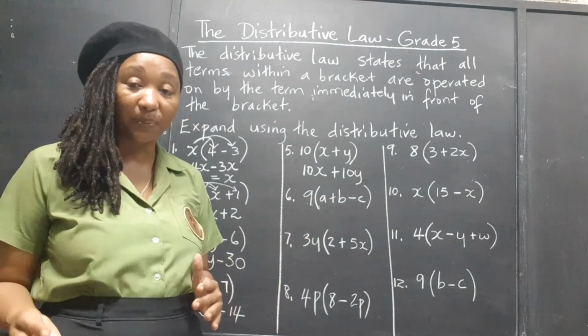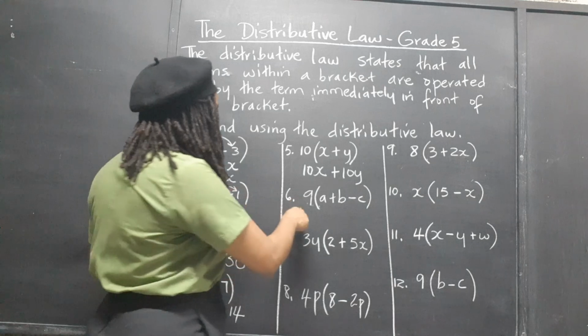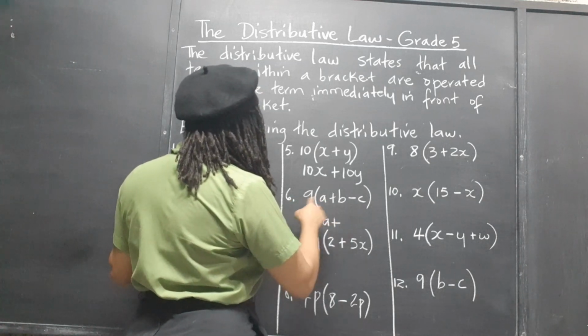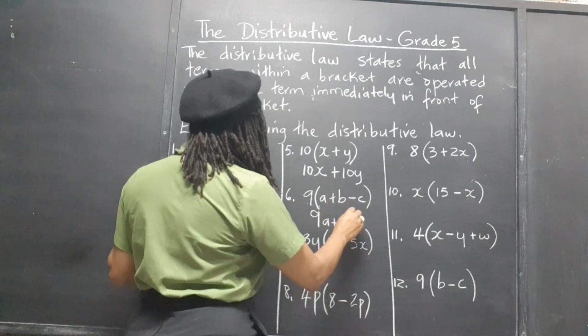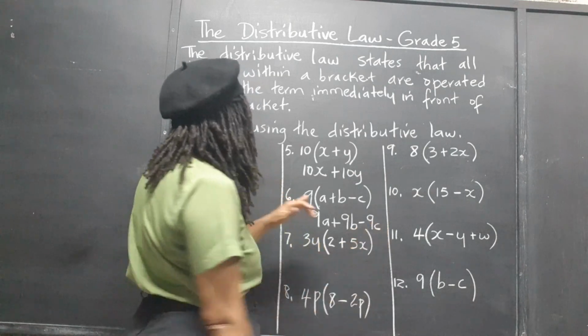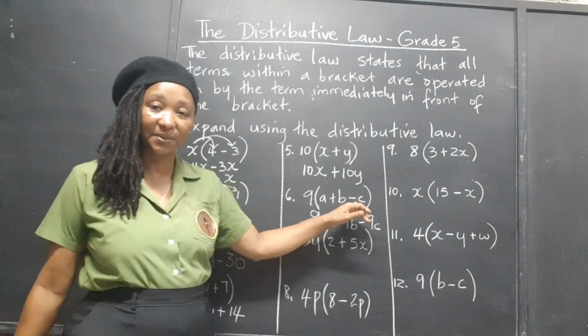That means we're multiplying. So it's 9 times a, which is 9a, 9 times b, which is 9b, and 9 times c, which is 9c. And we retain the signs.